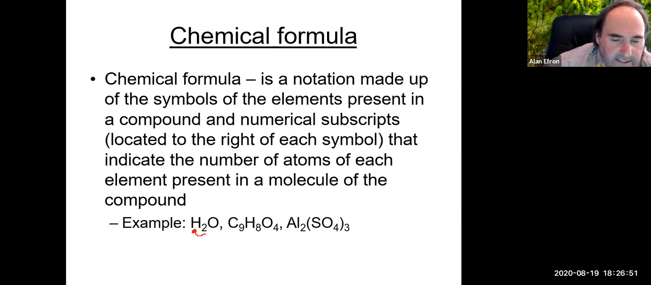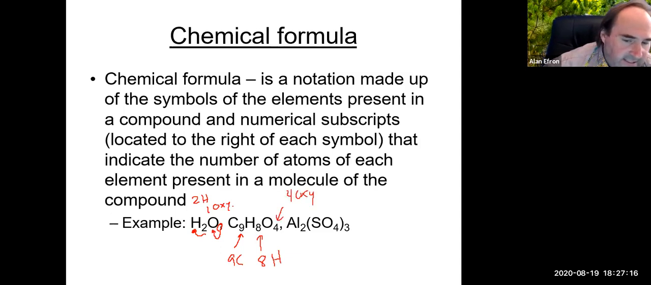When we don't see a number here, it means one. So H2O has two hydrogen atoms and one oxygen atom. Here, this guy would have nine carbon atoms. He would have eight hydrogen atoms, and this guy here would have 4 oxygen atoms in this case.